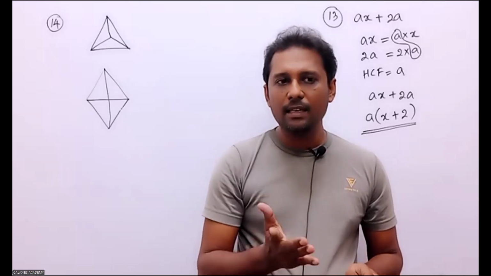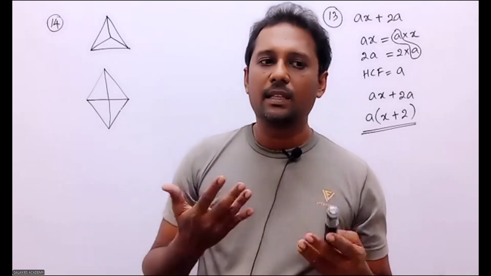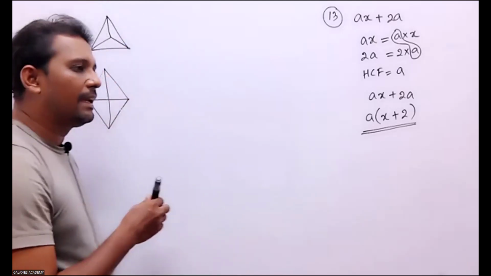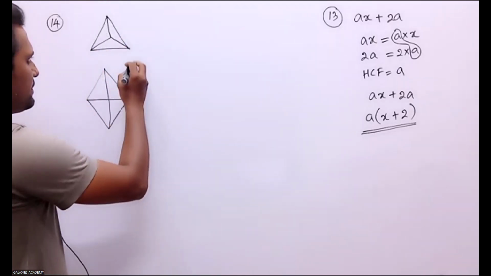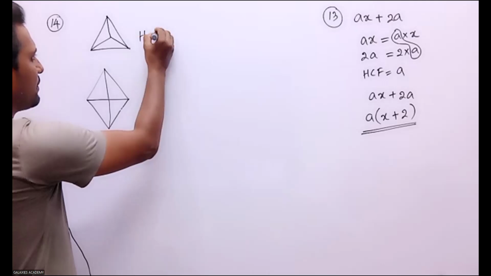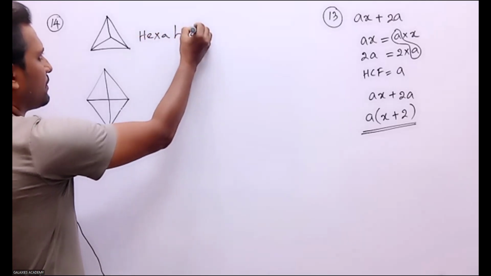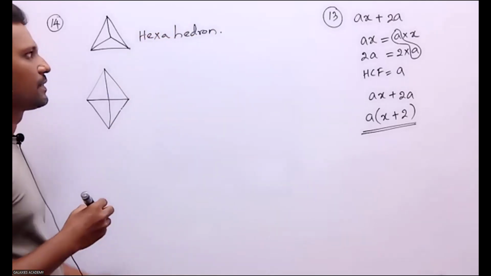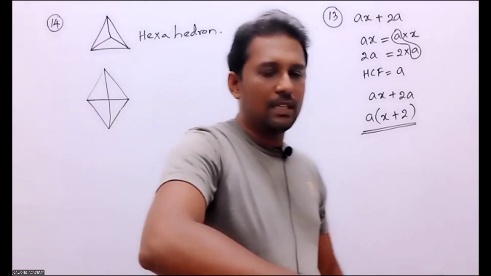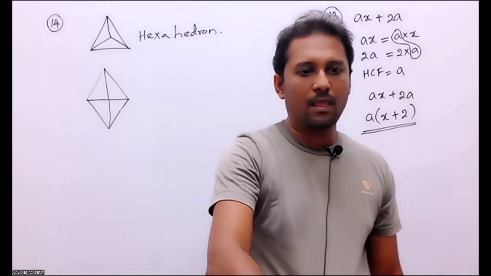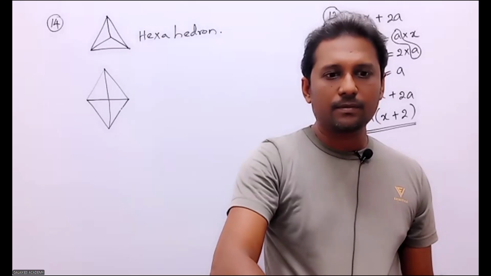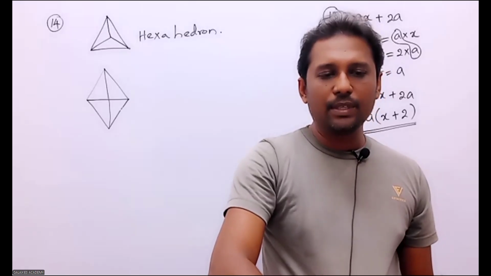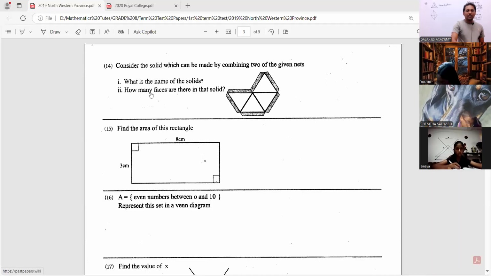How many faces are there in this solid? There are 6 faces. Hexahedron. Right, hexahedron. That is the new name we have to give for it. So how many faces are there in this solid? There are 6 faces.